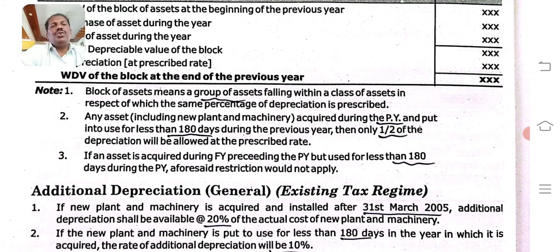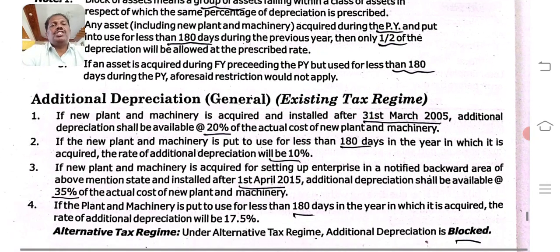Any assets including new plant and machinery acquired during the previous year but put into use for less than 180 days during the previous year, then only half of the depreciation will be allowed at the prescribed rate. If an asset is acquired during the financial year preceding the previous year, but used for less than 180 days, the aforesaid restriction would not apply. Additional depreciation.